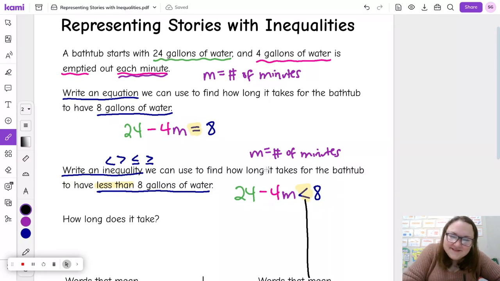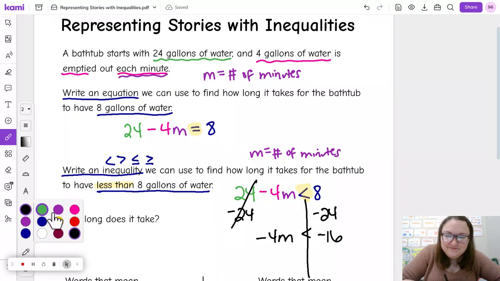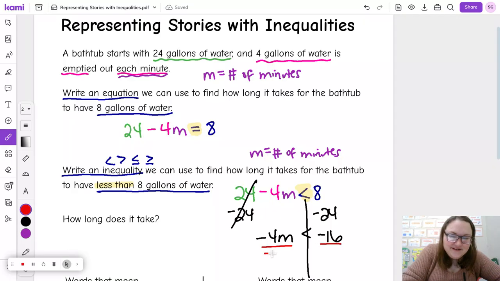Okay. For this one here, I always start with my constant. My constant is 24. I need to subtract 24 because that is a positive 24. And so I get negative 4m is less than 8 minus 24. That's negative, because I subtract a bigger number, negative 16. My final step, this is multiplication, so I need division. I need to divide both sides by negative 4.